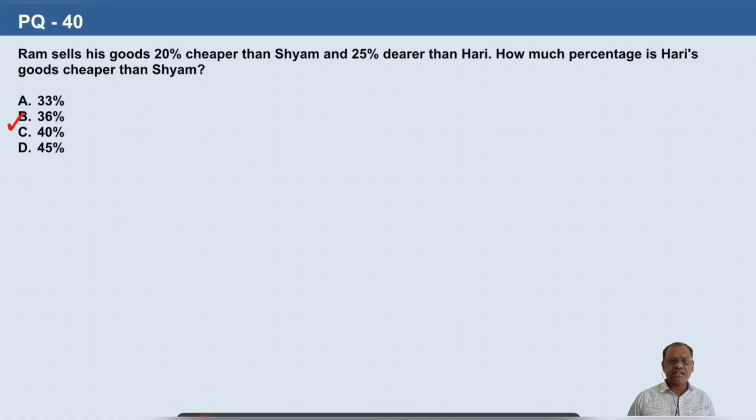So these are the questions based on the concept of percentage. So I try to cover almost all the models of questions. We have solved most of the questions using the short methods. So if you come across any other models, you can mention them in the comment box. I'll try to cover them in the next session.